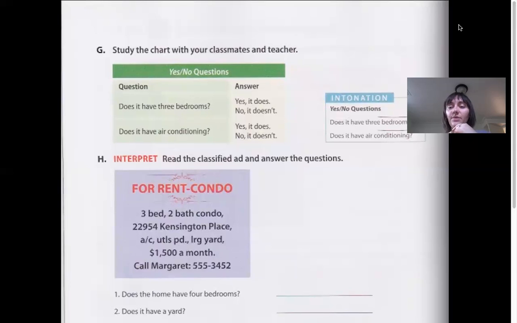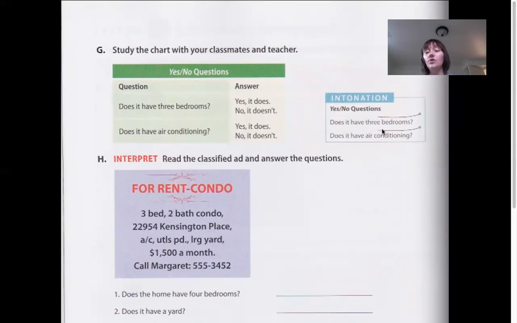All right, the other part about this is yes/no questions go up in intonation when you speak. So when we say things like, what is your name? Or what time does he get off work? You'll see that my voice kind of stays the same. But if I say, does it have a bedroom? Does it have air conditioning? When we do yes/no questions, we make our voice go up. Does it have 3 bedrooms? Does it have air conditioning? Yes/no questions go up like that.